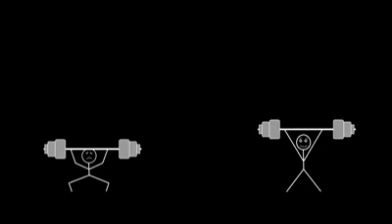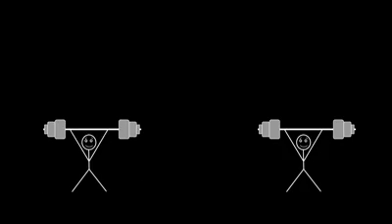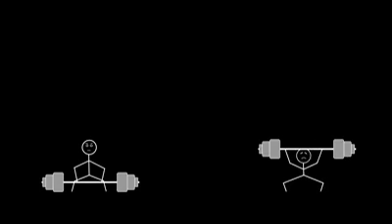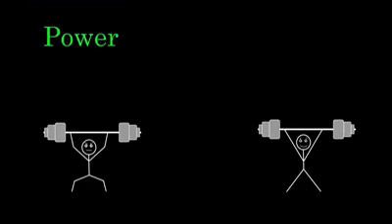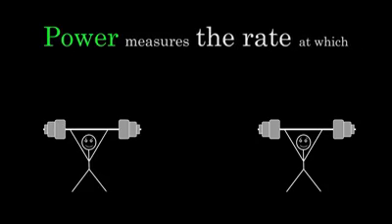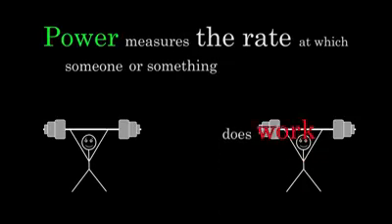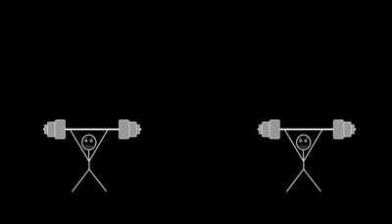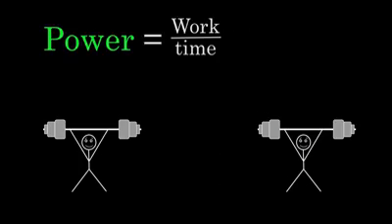But the weightlifter on the right is lifting his weight faster, and there should be a way to distinguish between what he's doing and what the other slower weightlifter's doing. We can distinguish their actions in physics by talking about power. Power measures the rate at which someone, like these weightlifters, or something like an automobile engine, does work.